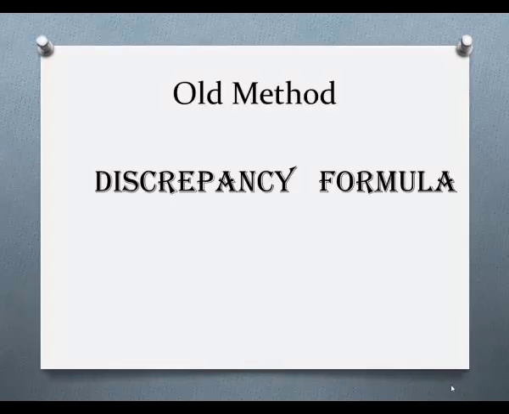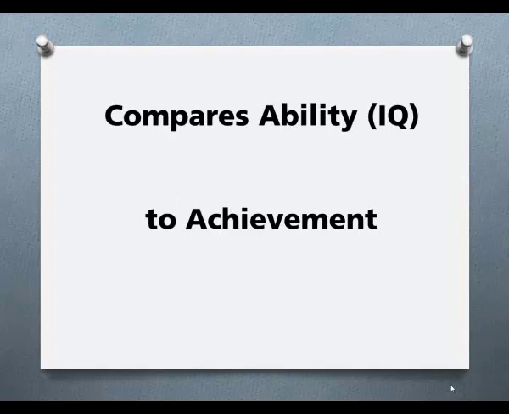The way that we've been doing it for years is to use what's called the discrepancy formula. The discrepancy formula compares ability, which is your IQ, to your achievement. And we look at reading, math, and written language.